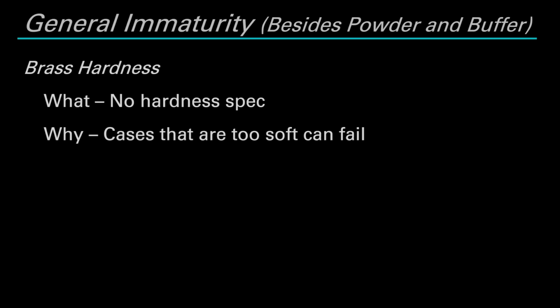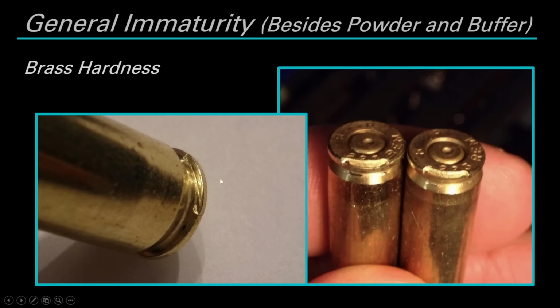Of course, as mentioned, there was no hardness spec established for the brass. The reason this is a problem is that cases that are too soft can fail, typically during extraction. I have here two different pictures of 223 cases. On the left, you can sort of see what would happen during what's known as extractor lift. The case is soft enough that it deforms while the extractor is trying to pull the case out of the chamber, and the extractor just sort of humps back over the case head and leaves it stuck in the chamber.